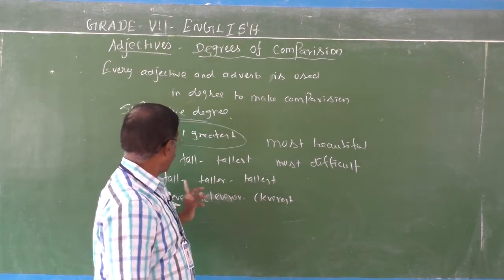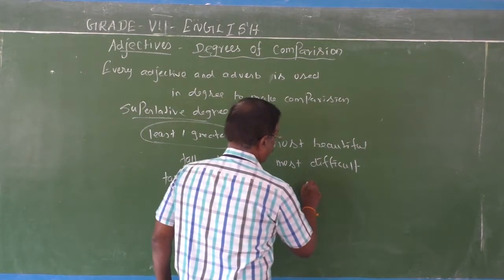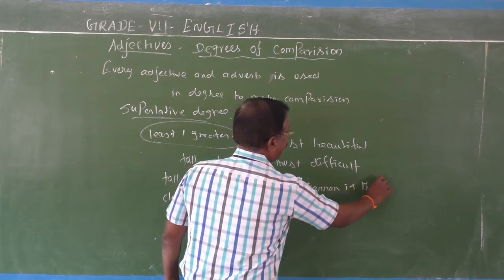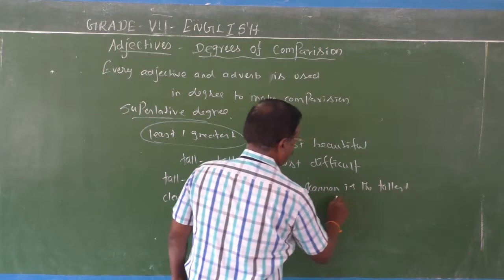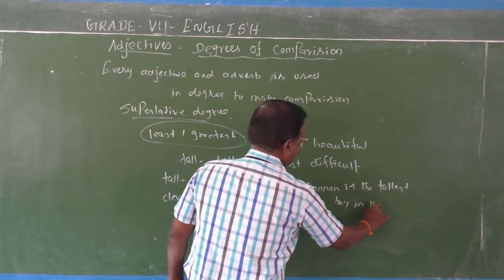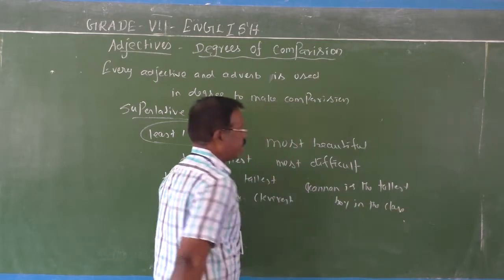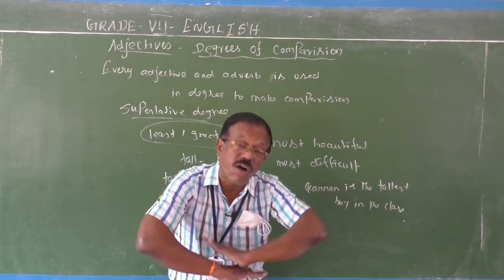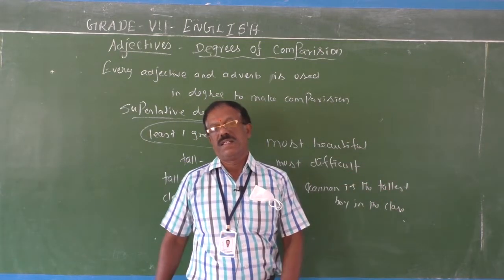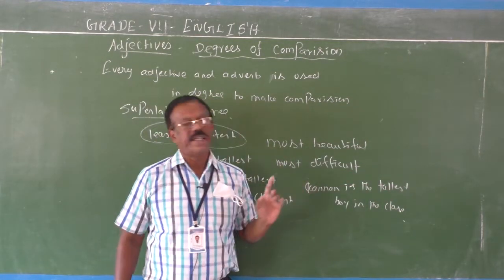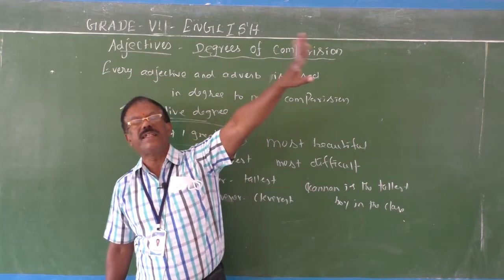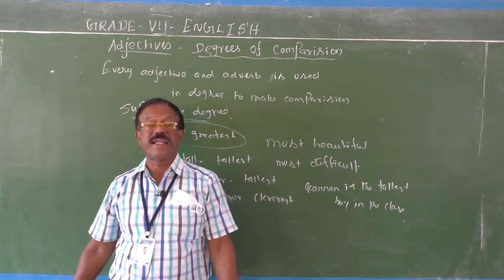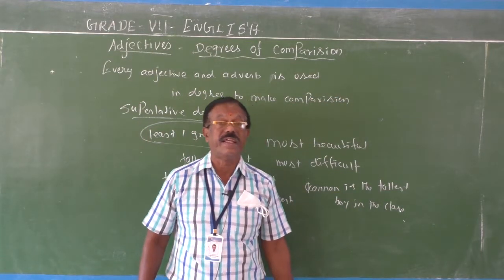Okay, suppose how will you use tall? Kannan is the tallest boy in the class. Here the height of Kannan is compared with the height of all other students in the class. Very important. The height of Kannan is compared with the height of all other children in the class, and you are going to say that Kannan is the only tallest boy in the class. That is the significance of the superlative degree.